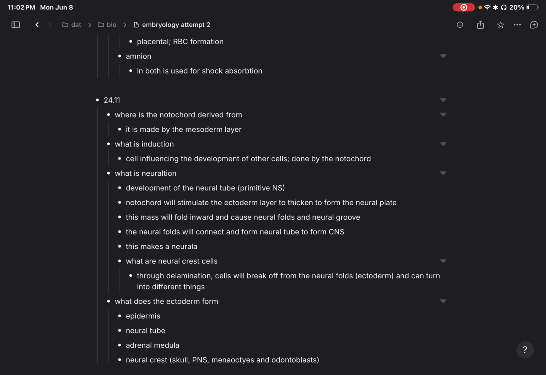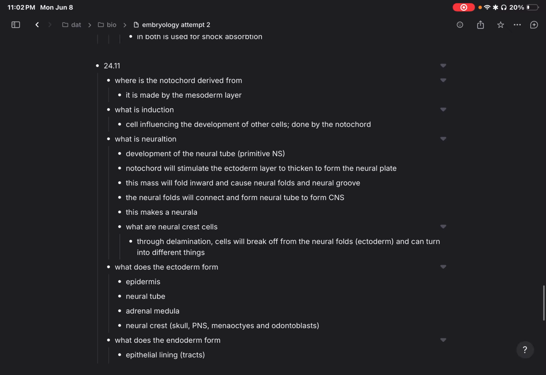Now this neural groove is the space in between the two folds. It's like a canyon. Now these neural folds will connect, and hopefully you can visualize it, we're going to form a tube because two folds folded over a groove, boom, neural tube. That will turn into the CNS. This is what makes a neurula. A neurula is simply a developing embryo that has undergone neurulation.